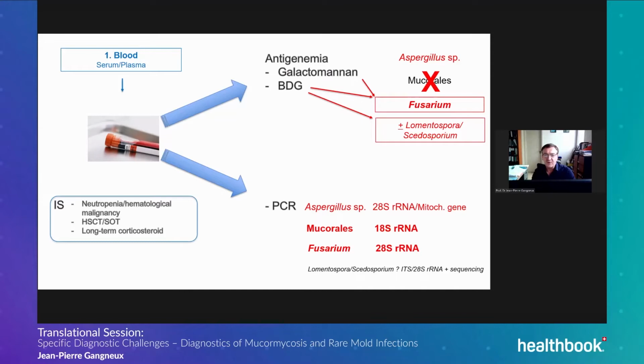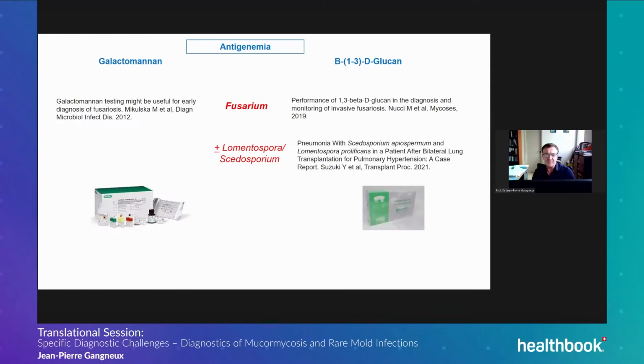And if we focus on these two tools, antigenemia and PCR, first regarding antigenemia, here you can see that in the literature regarding Fusarium, we have some data on the positivity of galactomannan detection in disseminated fusariosis. But we also now have some papers with the performance of BDG in the diagnosis and monitoring of invasive fusariosis. It is not the best test, but we have to know that it is positive.